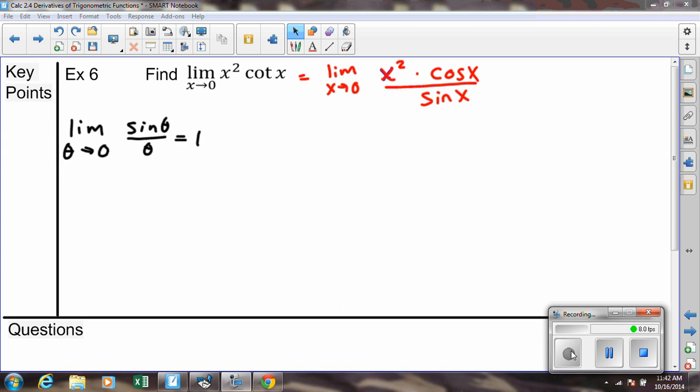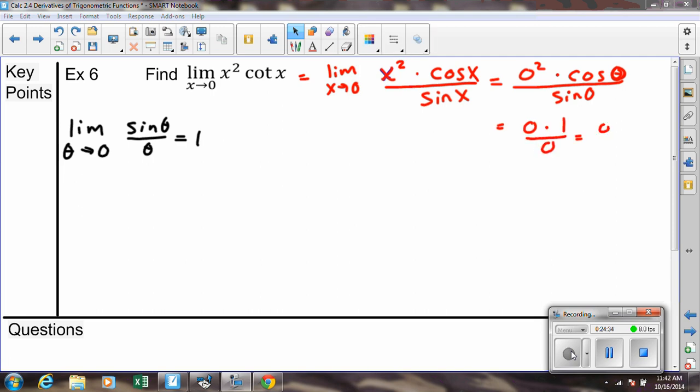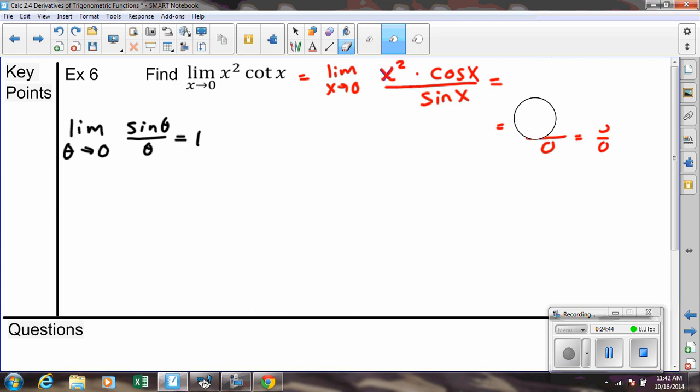So using our direct substitution, we would then get 0 squared times the cosine of 0 over sine of 0, which would be 0 times 1 over 0, which is 0 over 0 and doesn't make any sense. Direct substitution leads us into something that is not helpful. That's why we want to try to take advantage of a theorem.